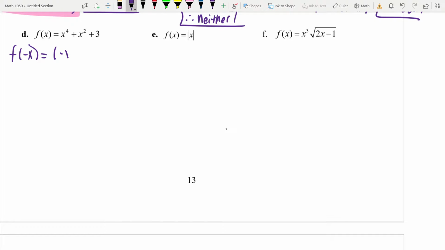Find f of negative x. So in parentheses, negative x to the fourth, plus in parentheses, negative x to the second, plus 3. A negative to an even is a positive x to the fourth. A negative to an even is a positive x to the second plus 3.